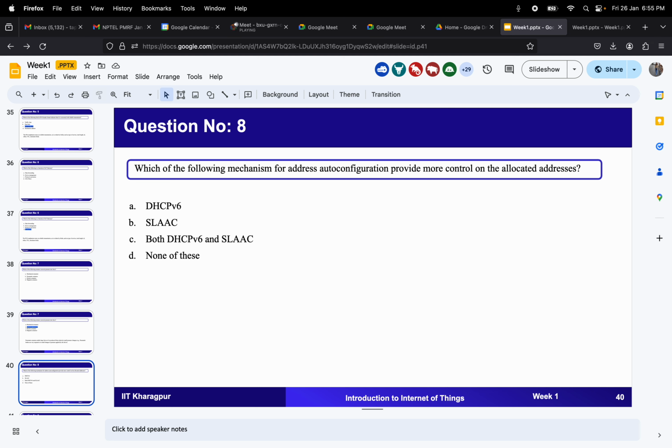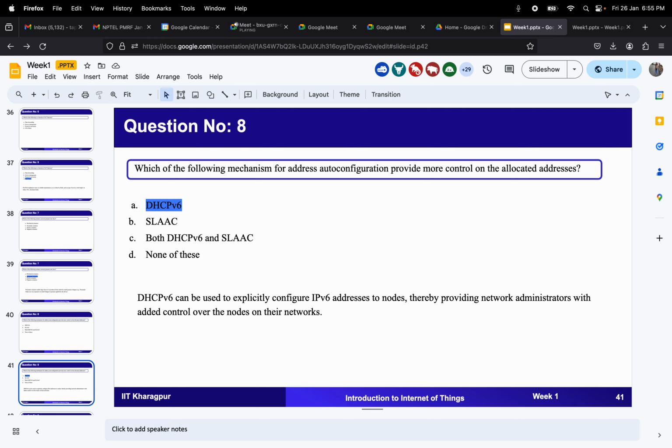Anyone? DHCPv6. Both? Okay, anyone else? DHCPv6, ma'am. Right, DHCPv6 can be used to explicitly configure IPv6 addresses to the nodes.